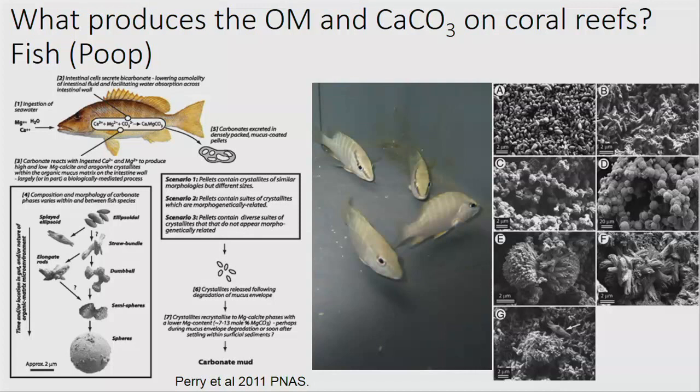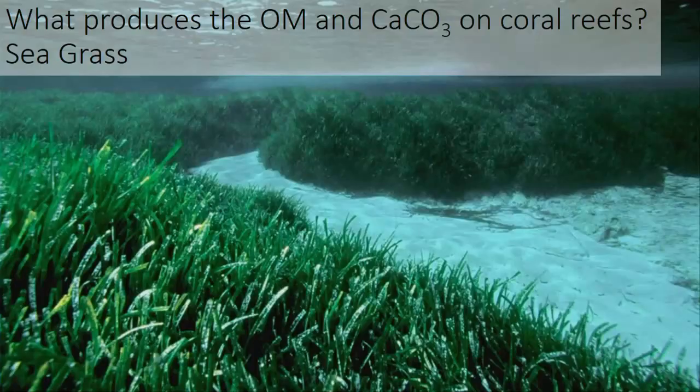So these are SEM images of fish poo. So these are actually producing calcium carbonate in the water column. And it actually turns out that this is probably one of the largest sources of calcium carbonate production in the ocean, but it's only been recognized relatively recently.